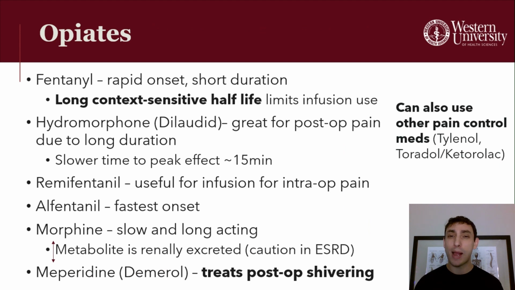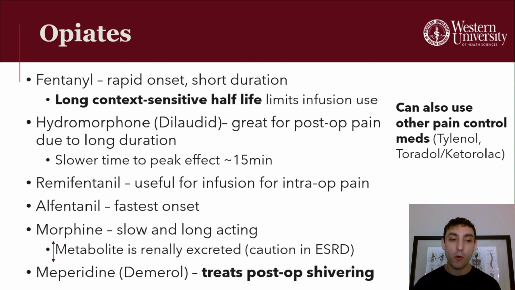So fentanyl is probably going to be the one you see the most in the OR because it works very quickly and lasts a short amount of time. However, you cannot use massive amounts of it as an infusion because it has a context-sensitive half-life. The more you use, the less it's going to go away. So it's really good for quick boluses of pain control. Dilaudid, you'll probably see for post-op pain. Remifentanil doesn't have the problem of fentanyl and can be used for infusions. Alfentanil just works exceptionally quickly.